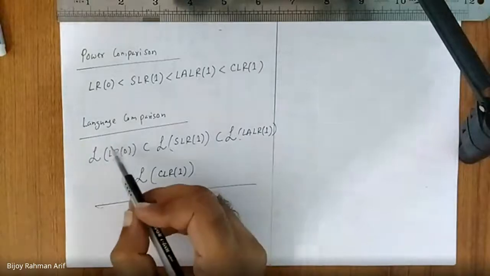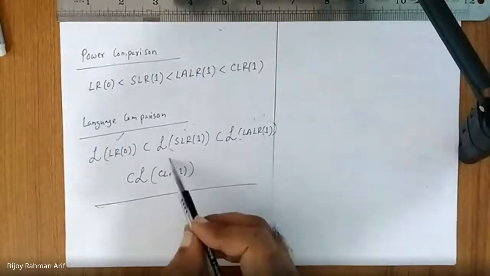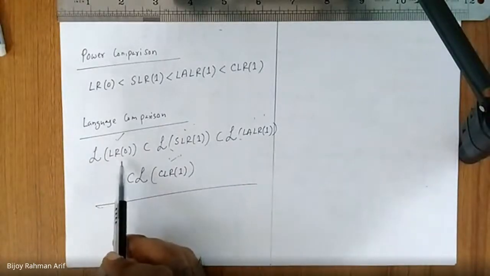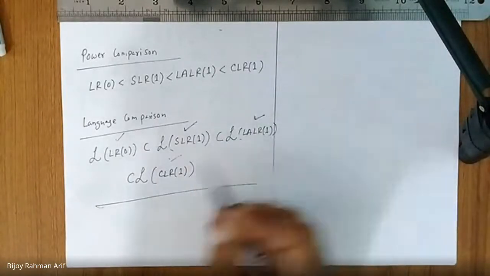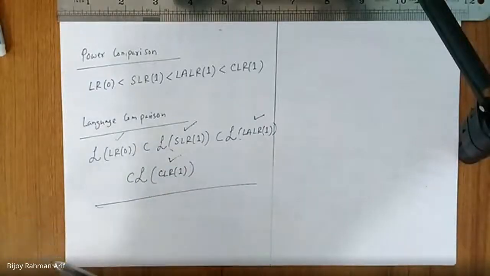Whatever you can do using LR0, you can do with SLR1, LALR1, CLR1. But there are some languages which cannot be done using LR0. So if you can do that with SLR1, definitely you can do it with LALR1 and CLR1. Did you understand the concept? Yes, sir. So power: if something is possible using the least power, it is also possible with more power. But there are some languages which cannot be done using the least power, but can be done with more power.